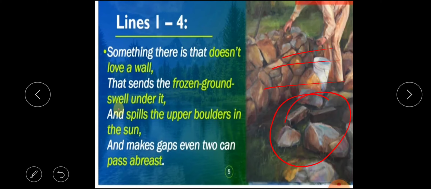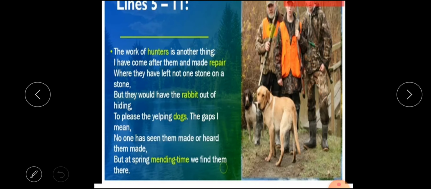When we talk about the next line, and makes gap even two can pass abreast. So this last line says the speaker here wants to say that the crumbling of the wall due to the natural activity makes gaps where the two neighbors can pass through easily, and this is done by natural activities. So I hope you understood these 1 to 4 lines. When we talk about the next lines, this is divided into 5 to 11 lines to make you understand properly. So let's see what the next line says.